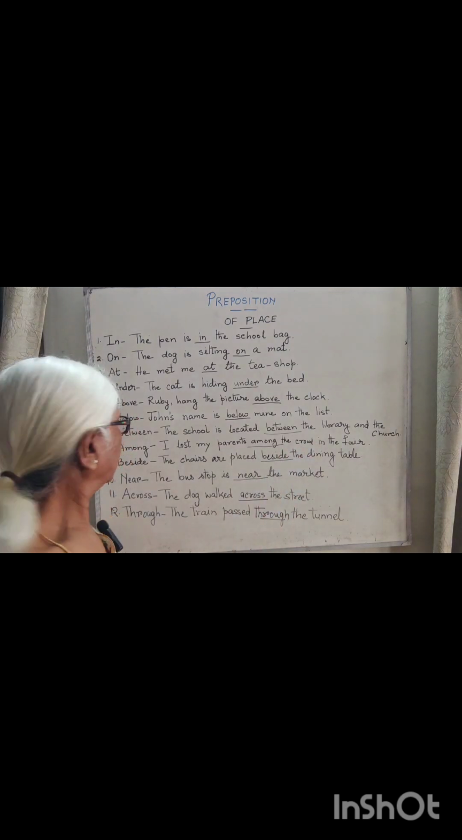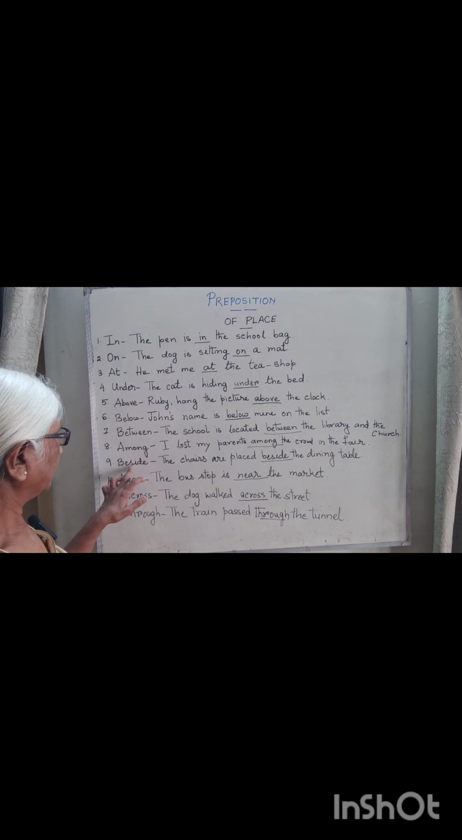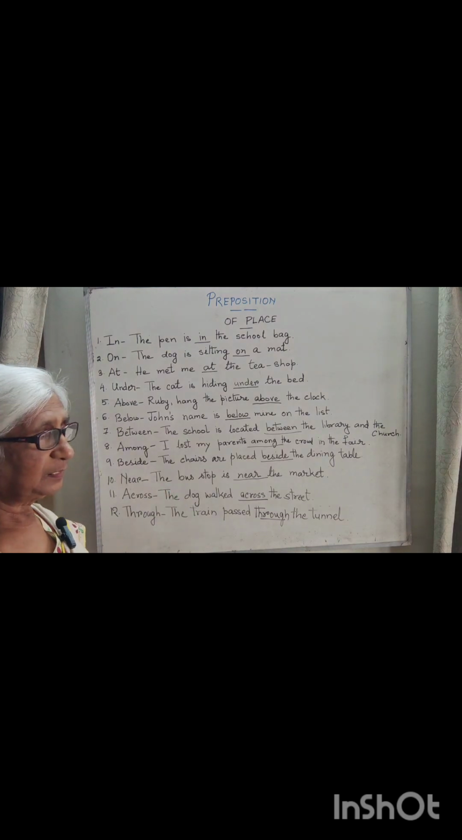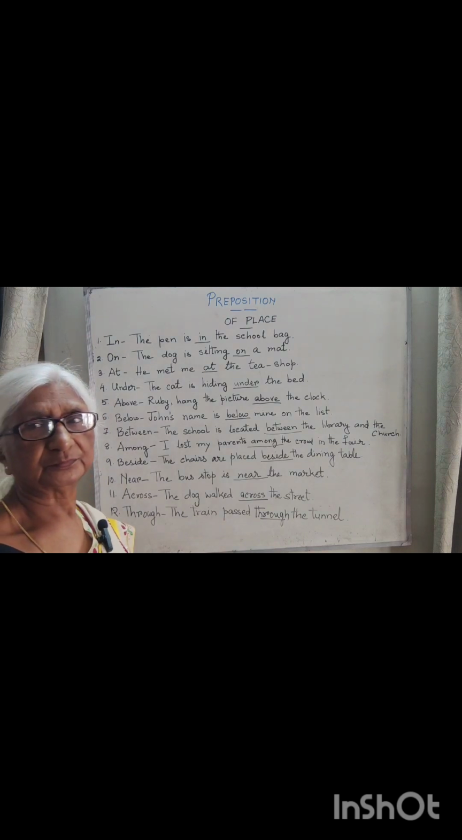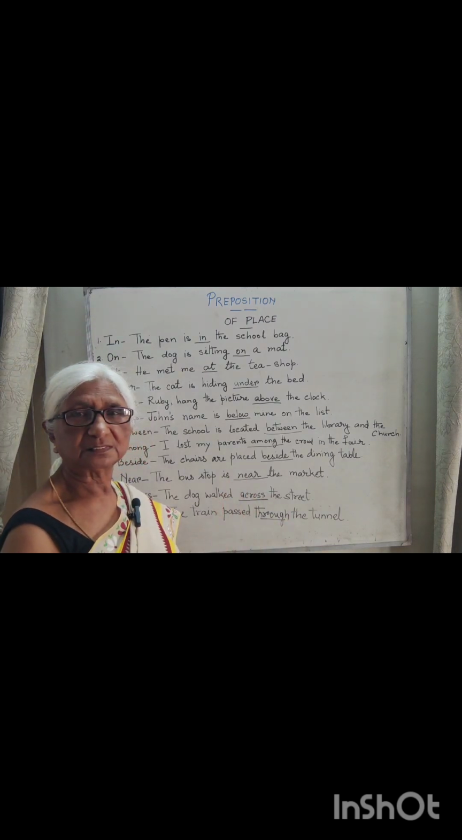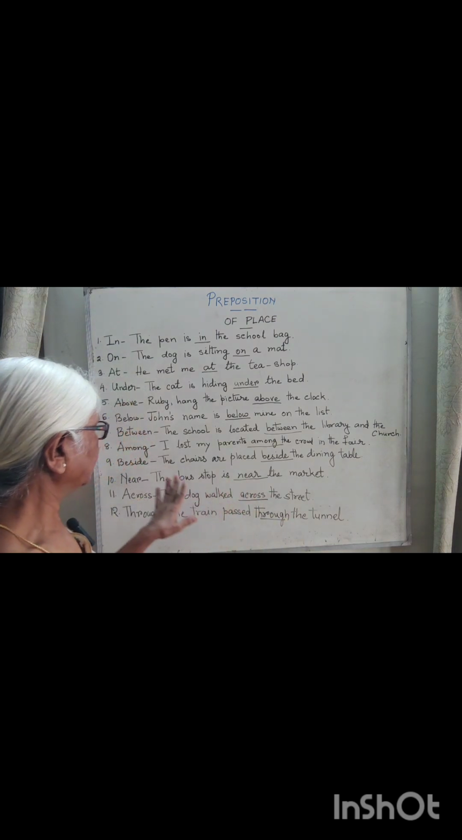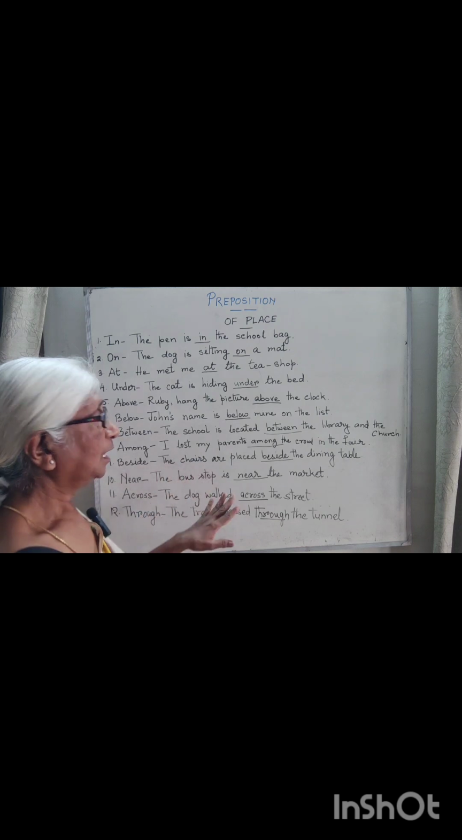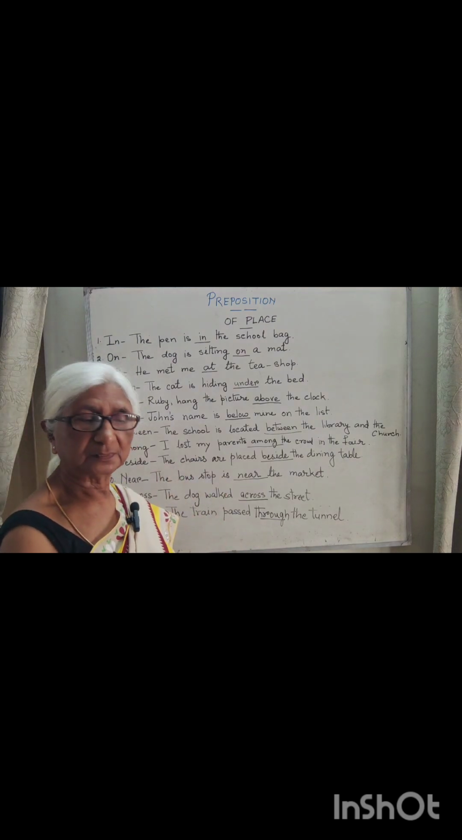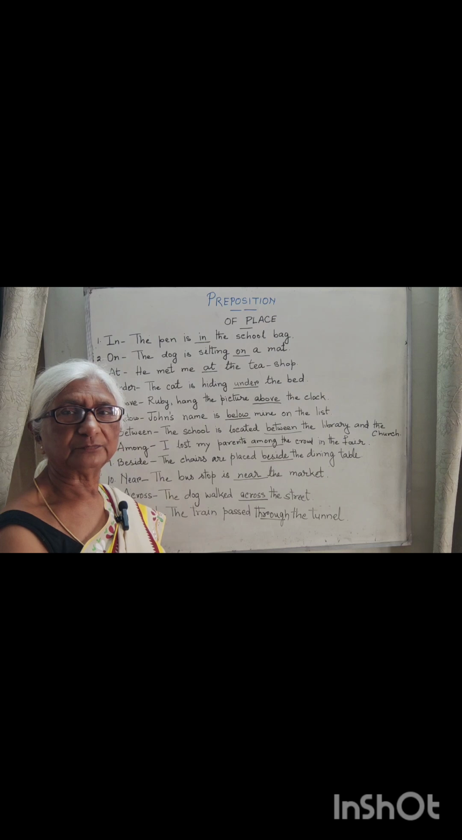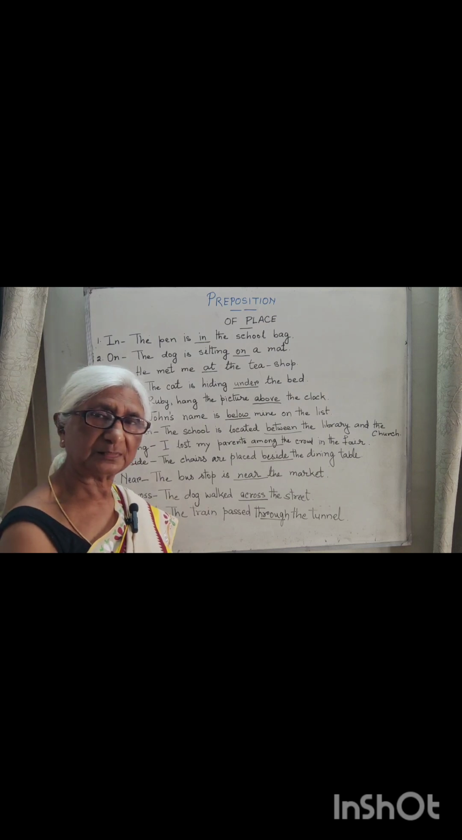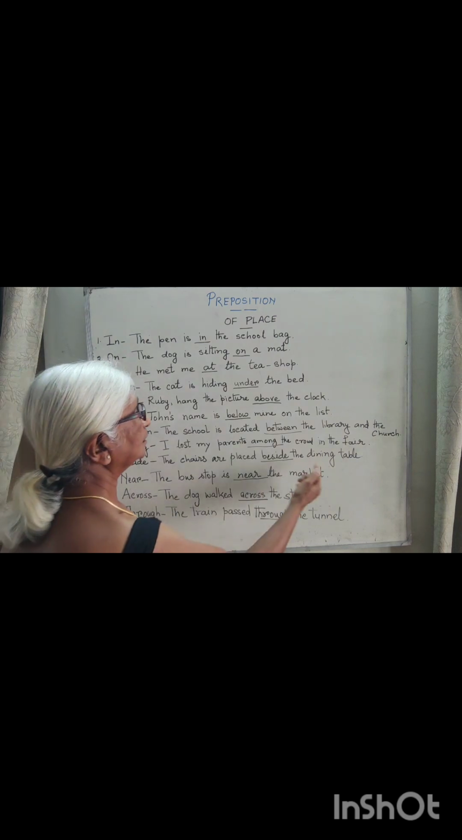Next we go for number 9, that is beside. Beside, the chairs are placed beside the dining table. Beside means by the side of, okay, just by the side of the dining table. Here it is said the chairs are placed, are kept just by the side of the dining table. It again shows place. So, beside the dining table.